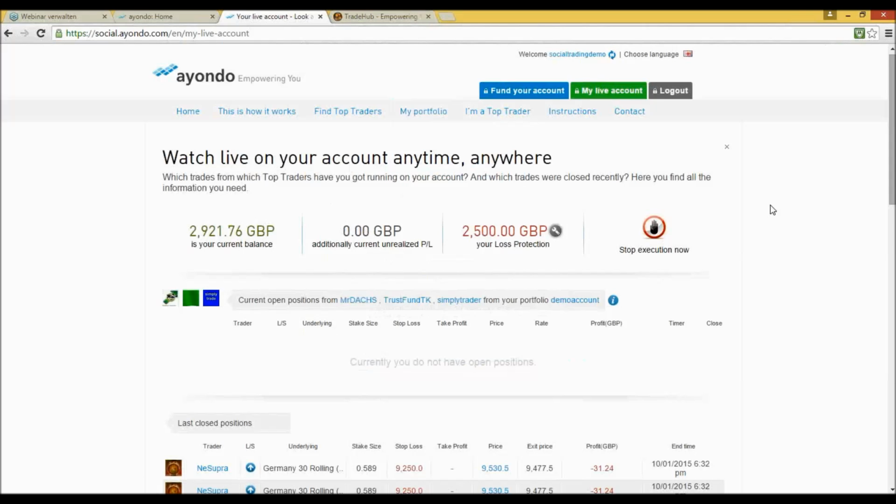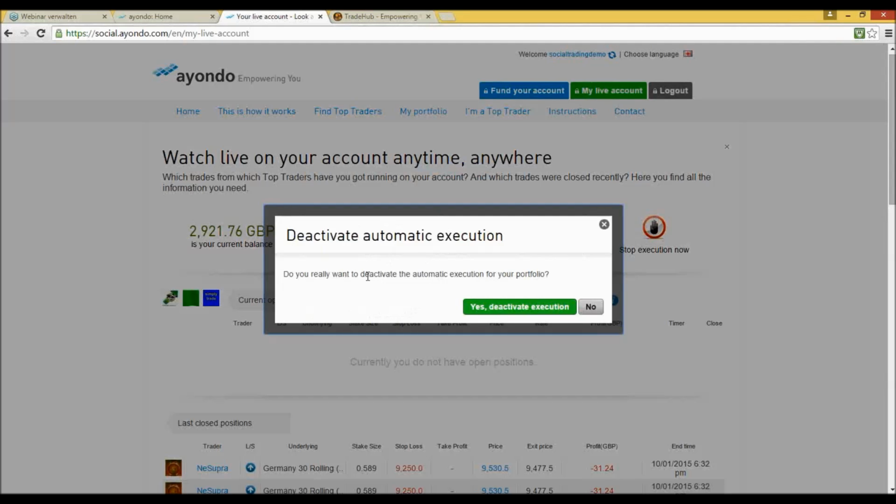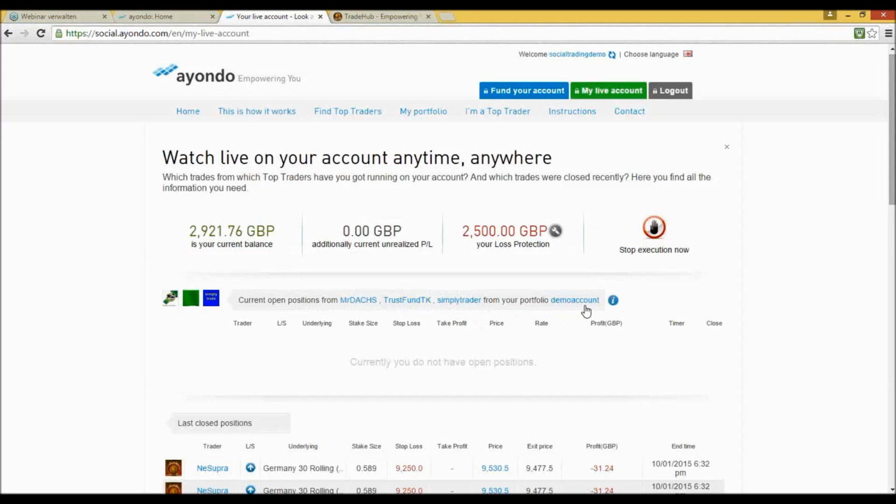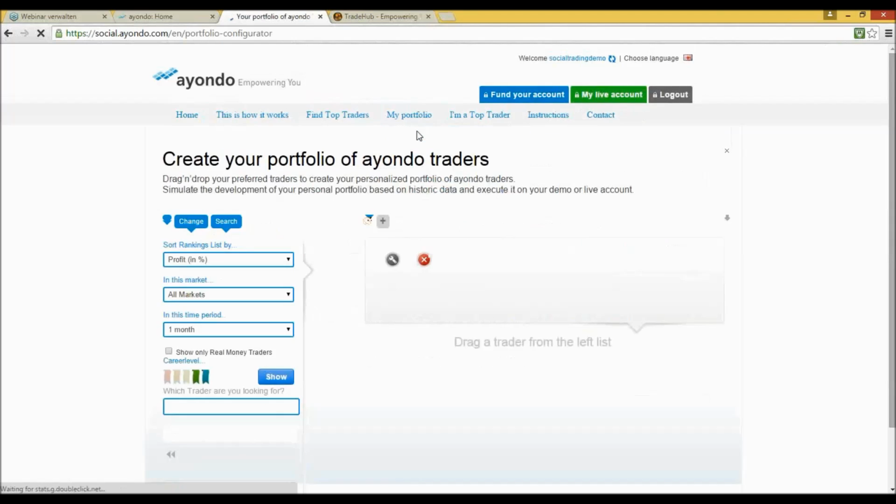If you want to stop the trading at any time, you simply press stop execution, which we can do now, and it'll ask you if you really want to deactivate the automatic execution of your portfolio. We'll click no for now, and we'll just keep it there. So that's pretty much how the portfolio works and how you create the portfolio.